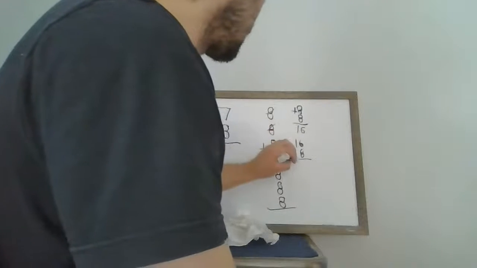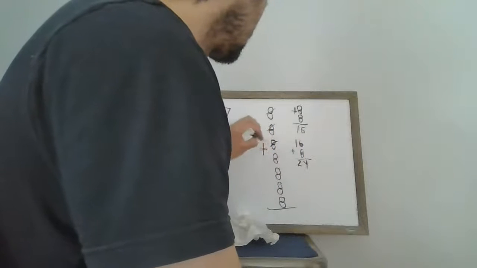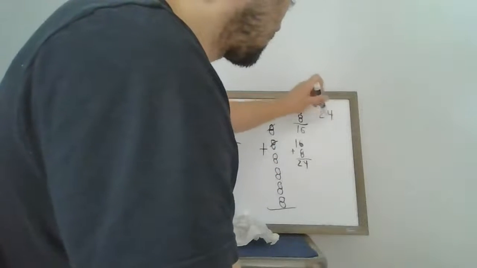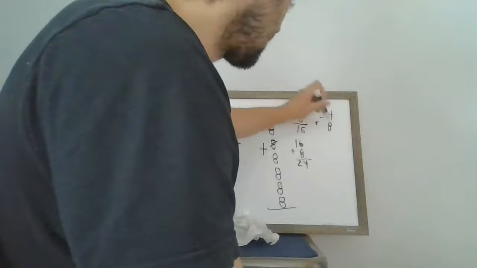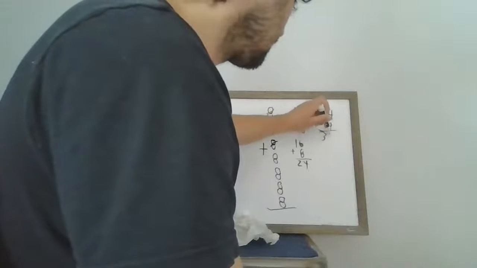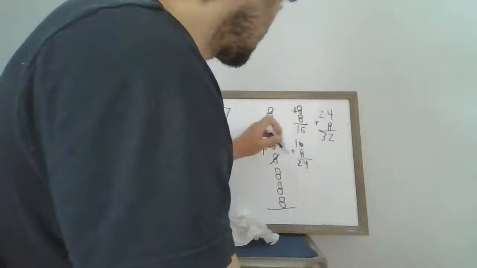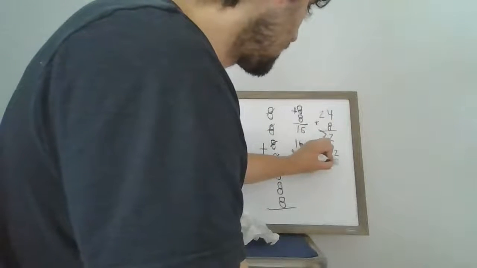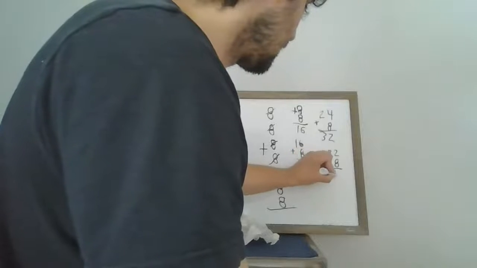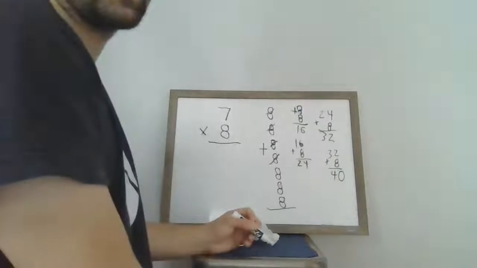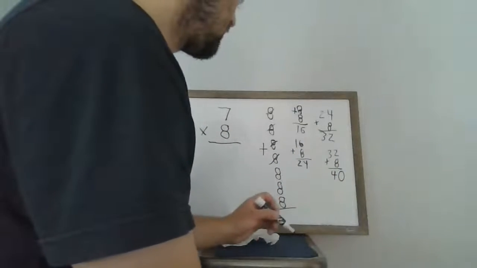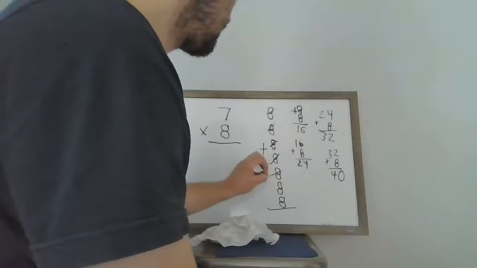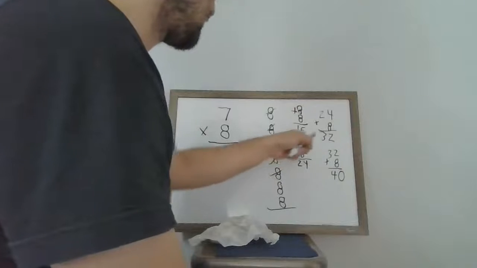16 plus 8 is 24. 24 plus 8 is 32. 32 plus 8 equals 40. Ooh, I forgot to cross the 8 out after I did the last one.